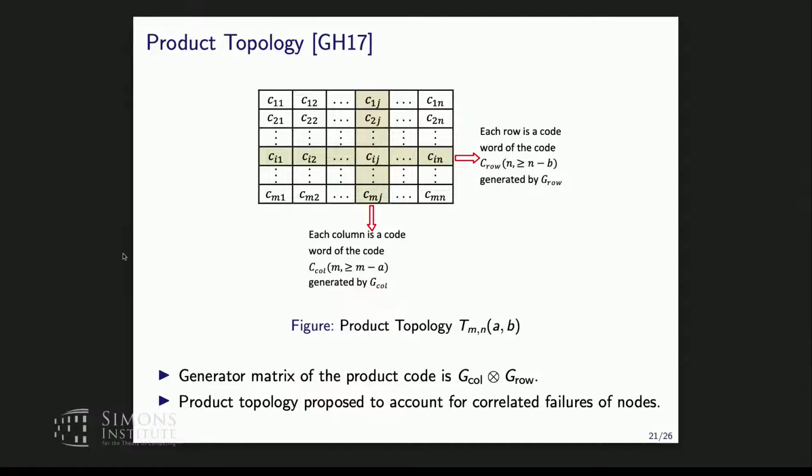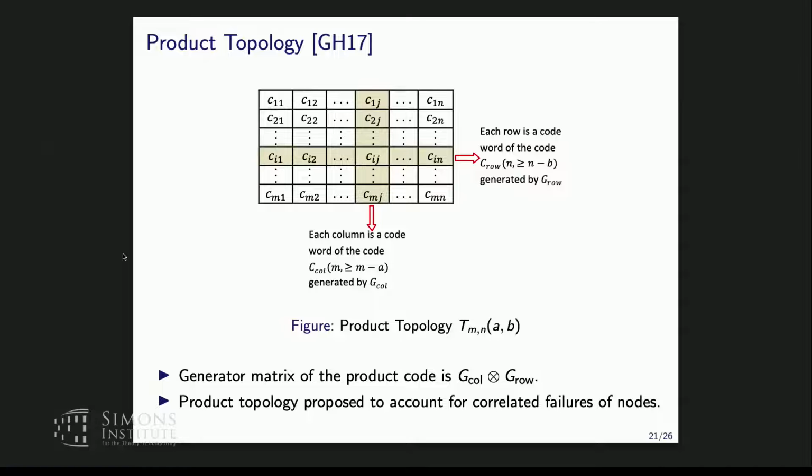So it is a product topology, right? There are row codes and column codes, and the codeword is arranged as a matrix. Each row is a codeword of this, each column is a codeword of this. What is very interesting about product topology is that you cannot even specify all the correctable erasure patterns in this. It's not possible, okay?